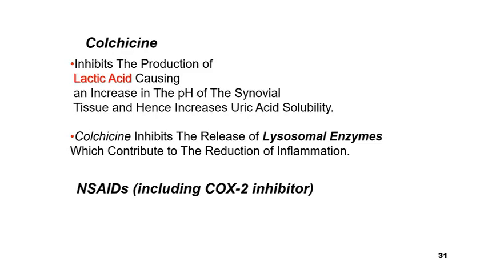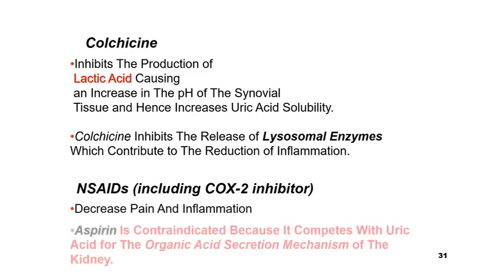And of course, non-steroidal anti-inflammatory drugs, even including those acting selectively against COX-2, are used as drugs treating acute cases of gout. Please keep into consideration that aspirin is contraindicated in this case because there is a mechanism inside our body that is called the organic acid secretion mechanism. Aspirin and uric acid will compete on this mechanism. So please, aspirin is contraindicated because it will interfere with the excretion of uric acid.